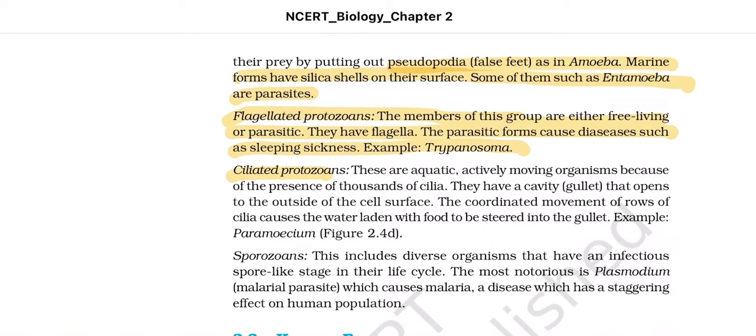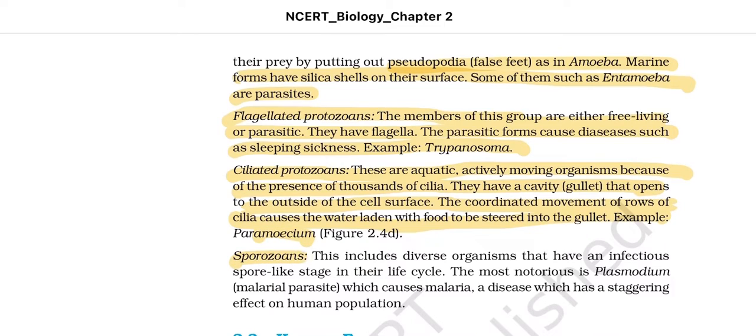Ciliated protozoans. These are aquatic, actively moving organisms because of the presence of thousands of cilia. They have a cavity, the gullet, that opens to the outside of the cell surface. The coordinated movement of rows of cilia causes the water laden with food to be stirred into the gullet. Example, Paramecium.